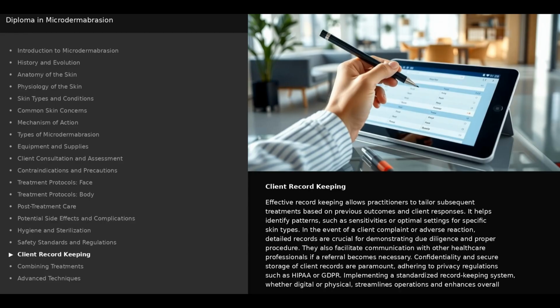Confidentiality and secure storage of client records are paramount, adhering to privacy regulations such as HIPAA or GDPR. Implementing a standardized record-keeping system, whether digital or physical, streamlines operations and enhances overall client management.